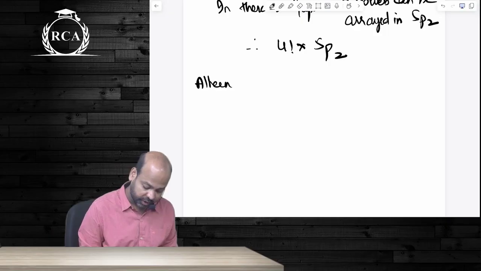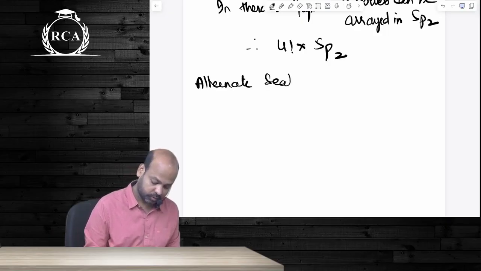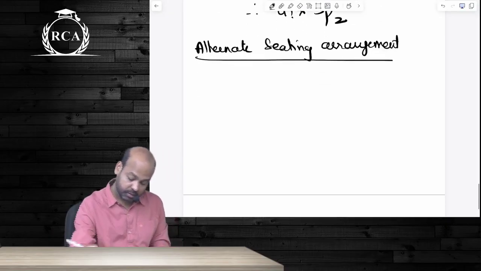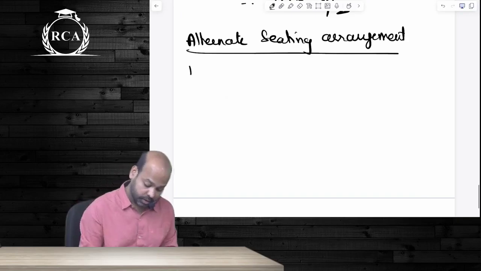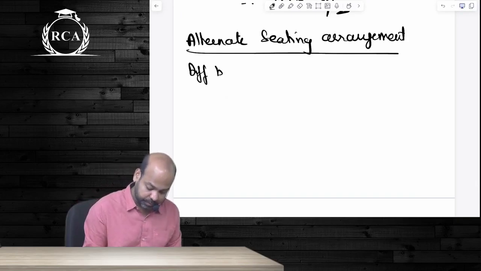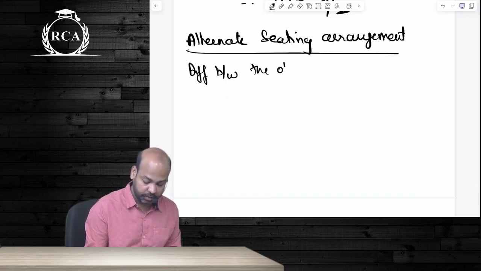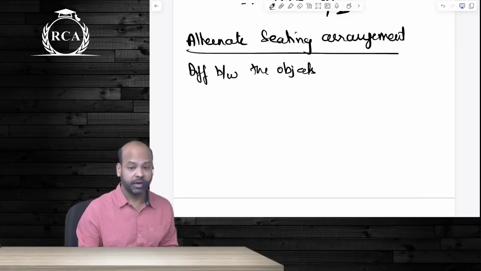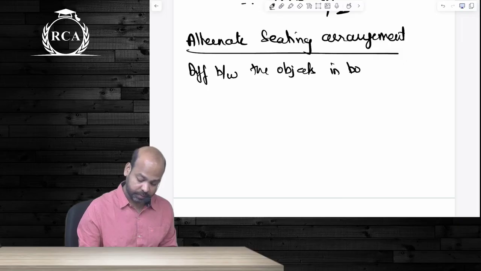Next beta. Alternate seating arrangement. For alternate seating arrangement, guys, the difference between the objects in both the groups cannot be more than 1.